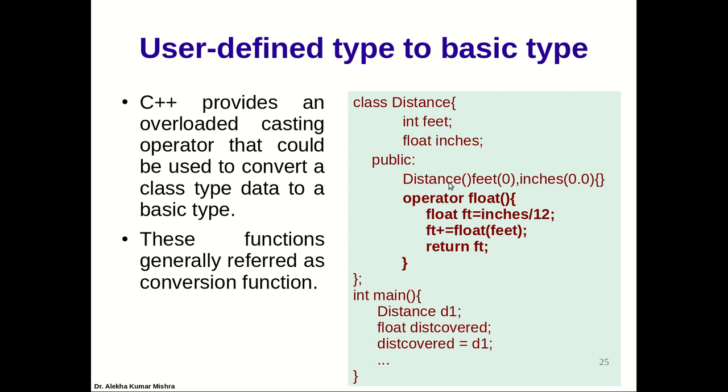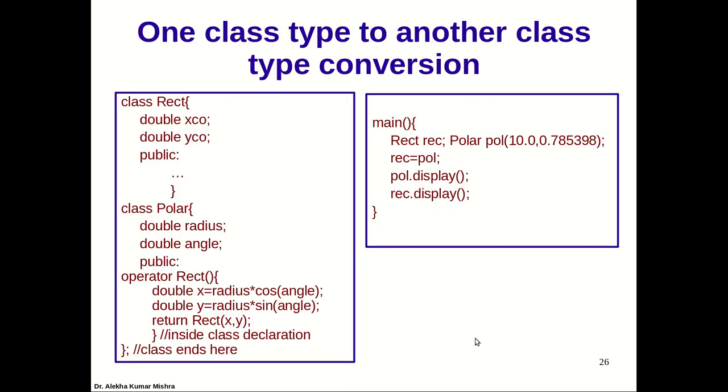Now once we define it like this, we can write distance cover, which is a float type, equal to d1. We can write like this. And the third type is one class type to another class type. We have an example I was showing.